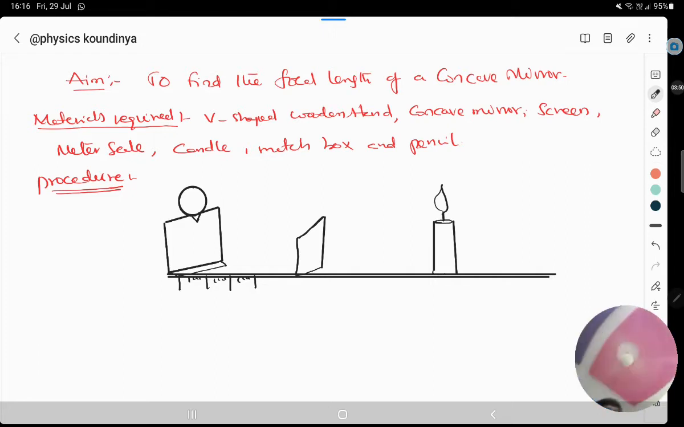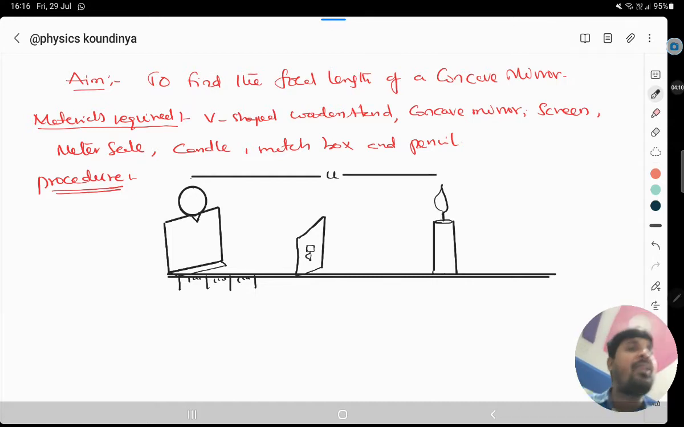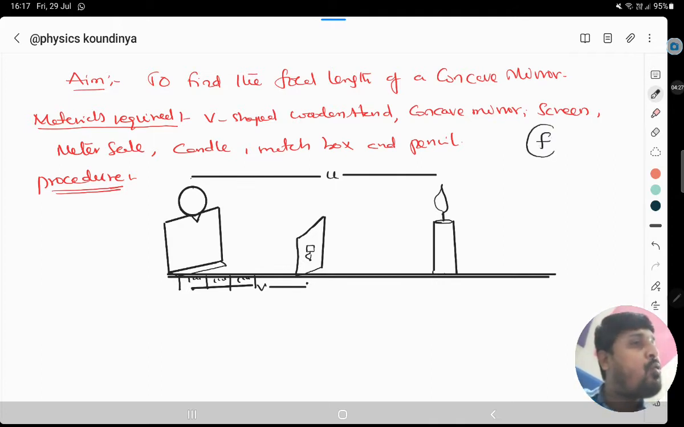So you all know that we are going to have the image like this. Now you should understand that the distance between the mirror and the object, that is the source of light, is technically called U, which stands for object distance from the mirror. The distance between the mirror and the image is what we call the image distance, denoted by the symbol V. So you should understand U and V. We are going for the value of F. How to find the value of F? F stands for focal length.